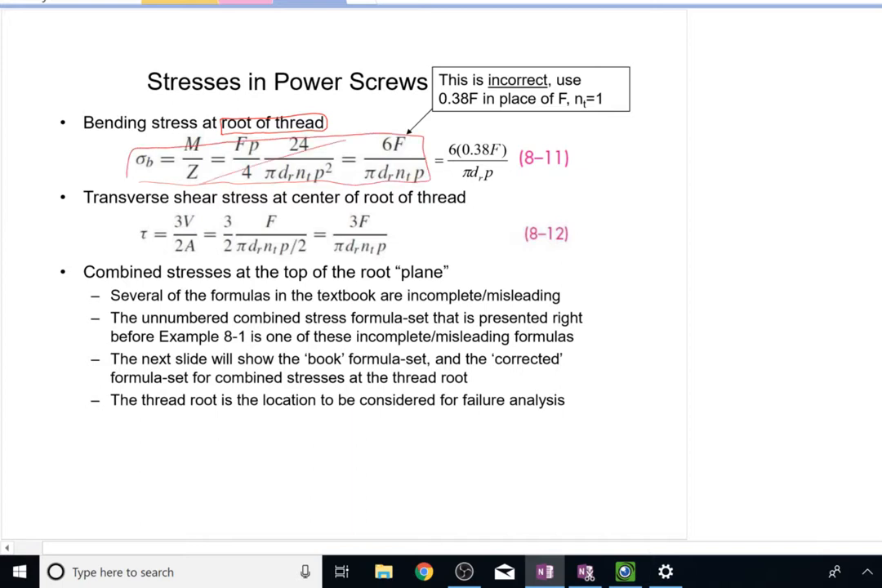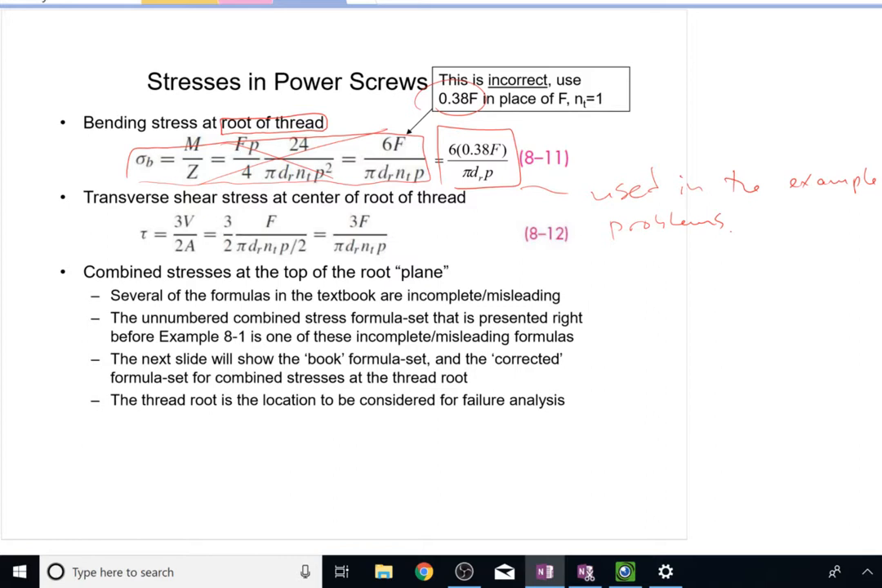And it's incorrect, because what they do is they use the 0.38F again, and this is used in the example problems and in the suggested problems. That's basically the formula that you want to use. So this is a modified version of 811. Please make a note of it.